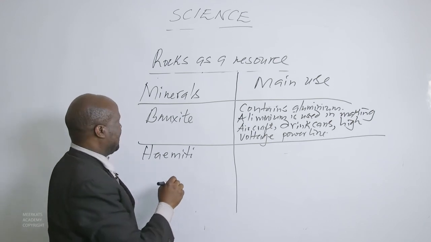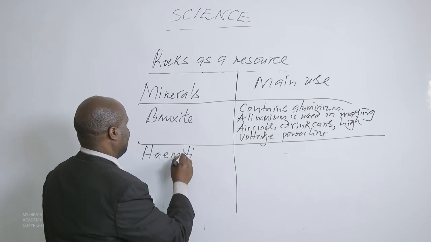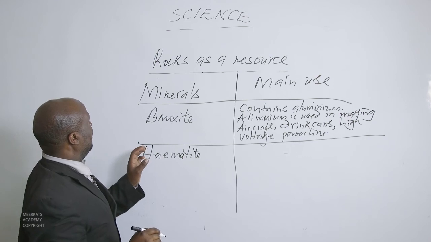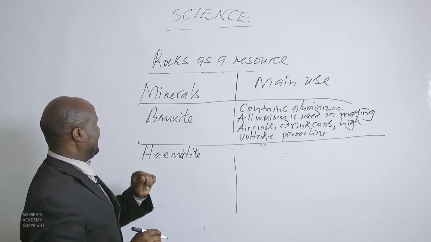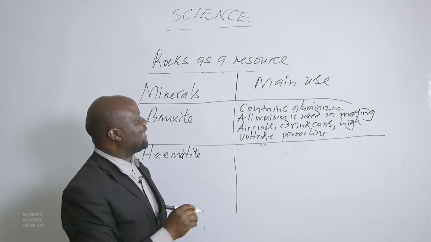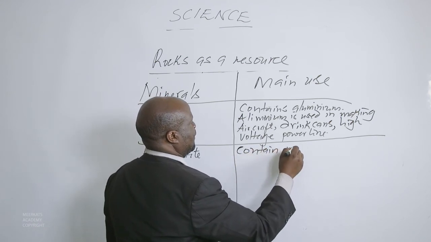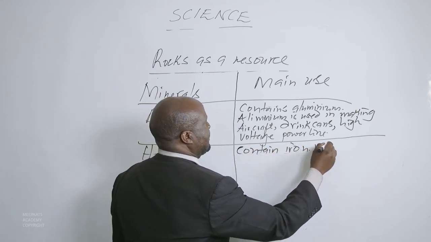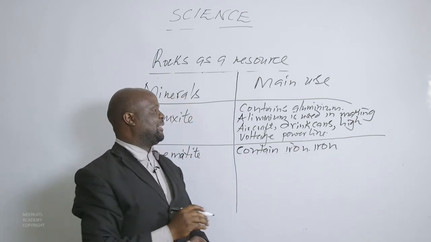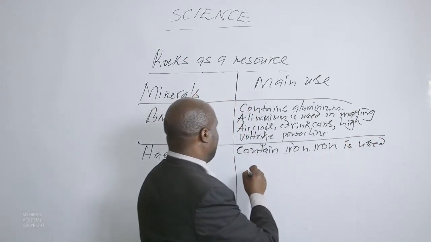Hematite. This particular mineral, hematite, contains iron, and we are interested in iron. What is iron used for? We are told iron is used to make steel.